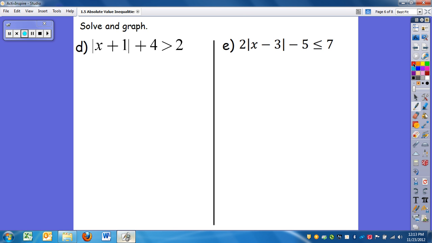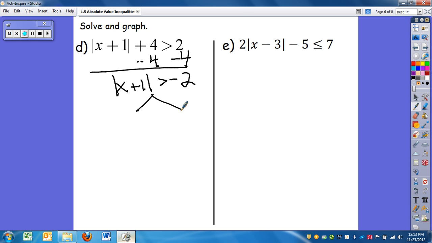So on D and E, notice they are no longer isolated, so we need to isolate the absolute value sign. So on this one I have a plus 4, so we need to move that first before we write our two equations. Otherwise we do not have the correct distance for the absolute value. Again, don't be alarmed by the negative because it's greater than negative 2, so there are values that would make this true.